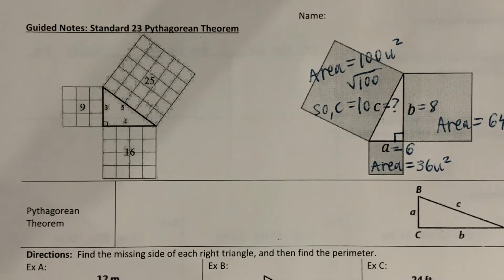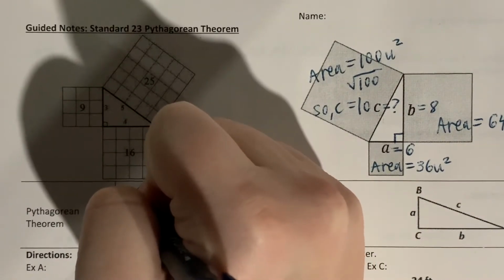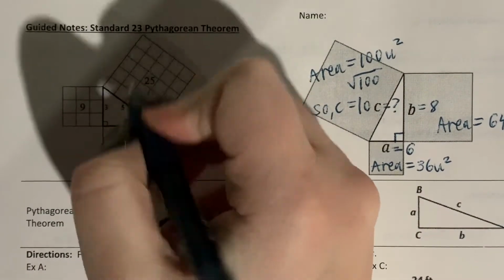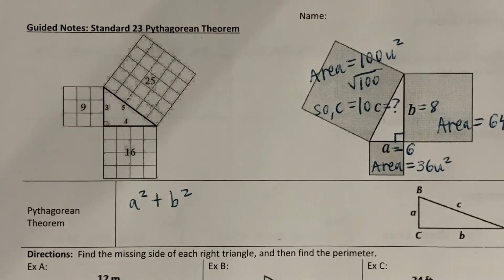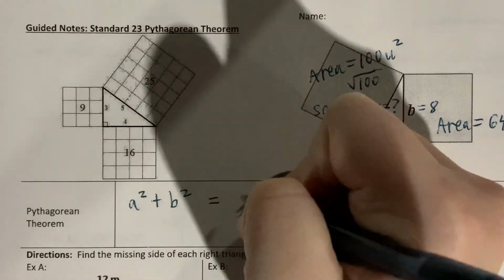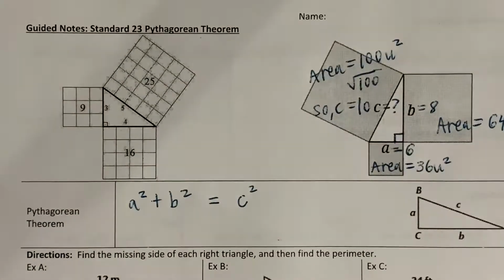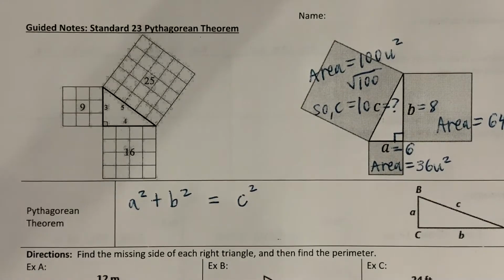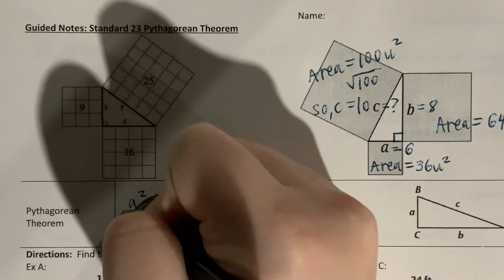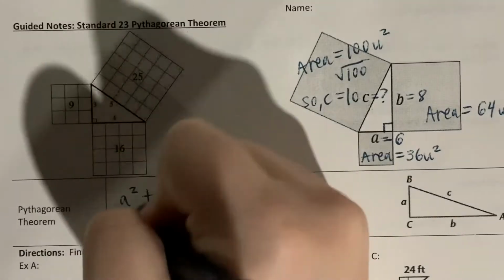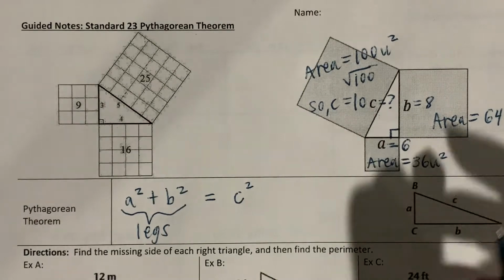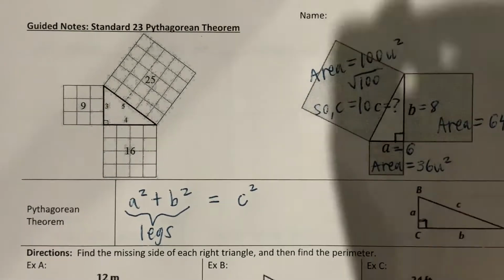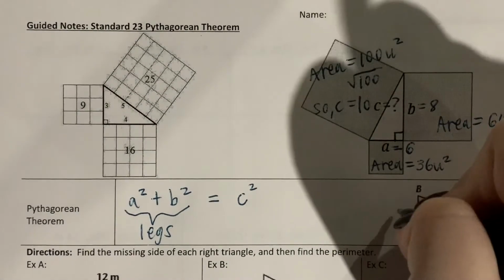So we can use some letters to help us talk about this. And if we're using letters, I'm going to represent my smaller squares here. So I'm going to say A squared plus B squared. The sum of my smaller squares is equal to my big square. And I'm going to introduce some new terminology here. So A and B, those sides are called your legs. And when you look at the triangle, the 2 sides that form the right angle, those are your legs.